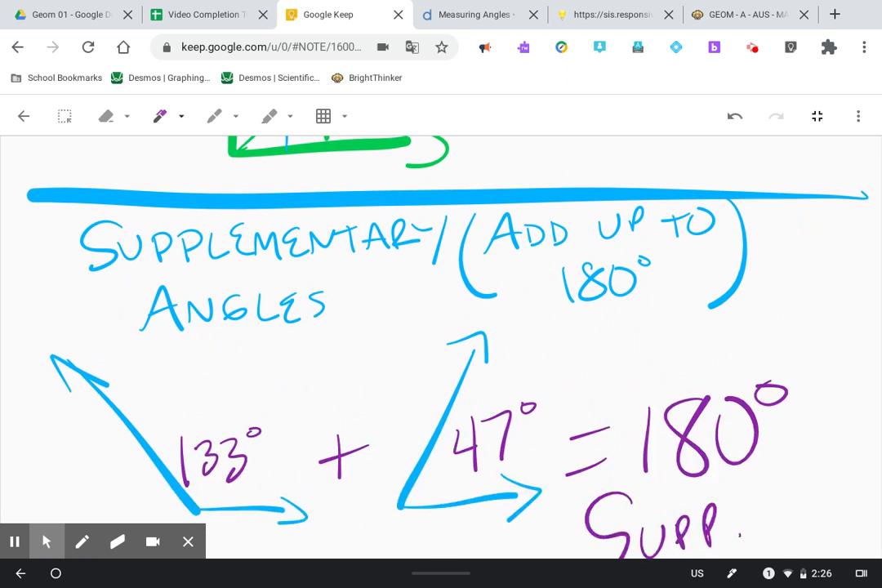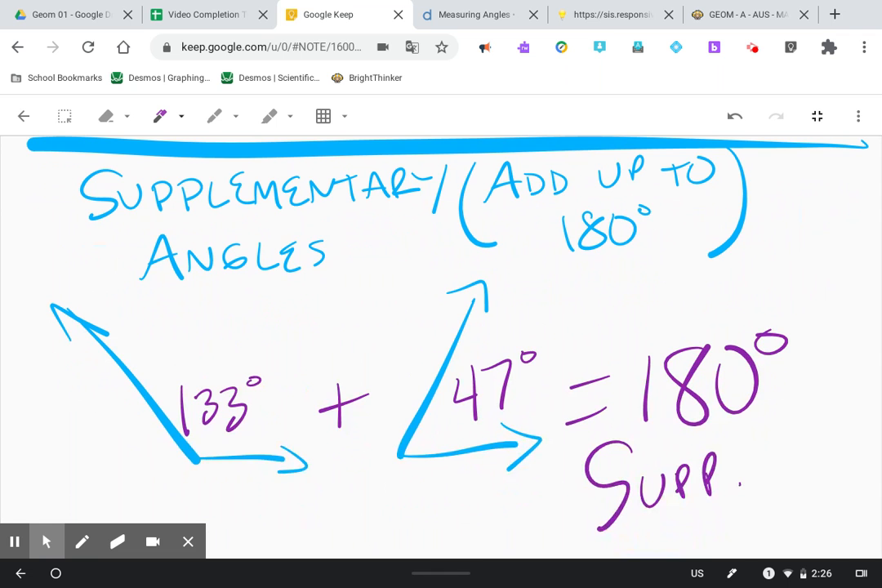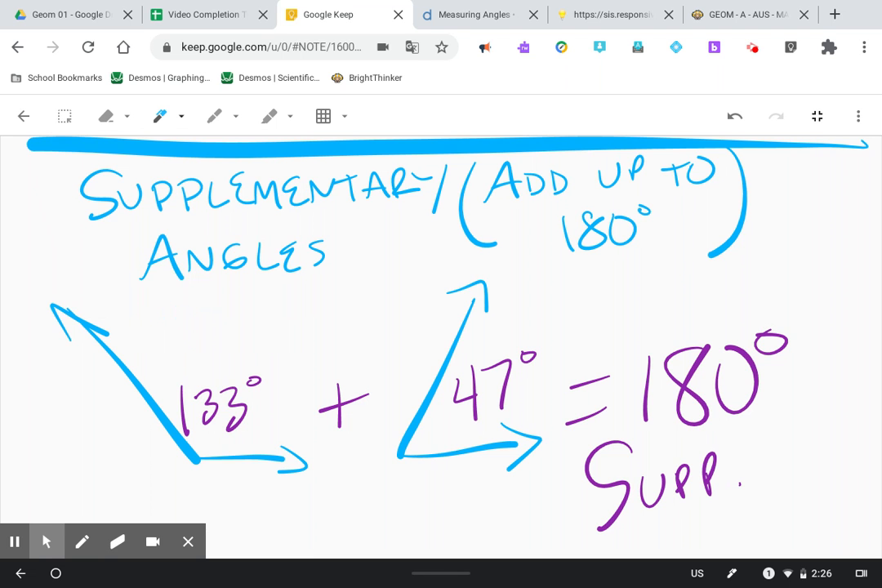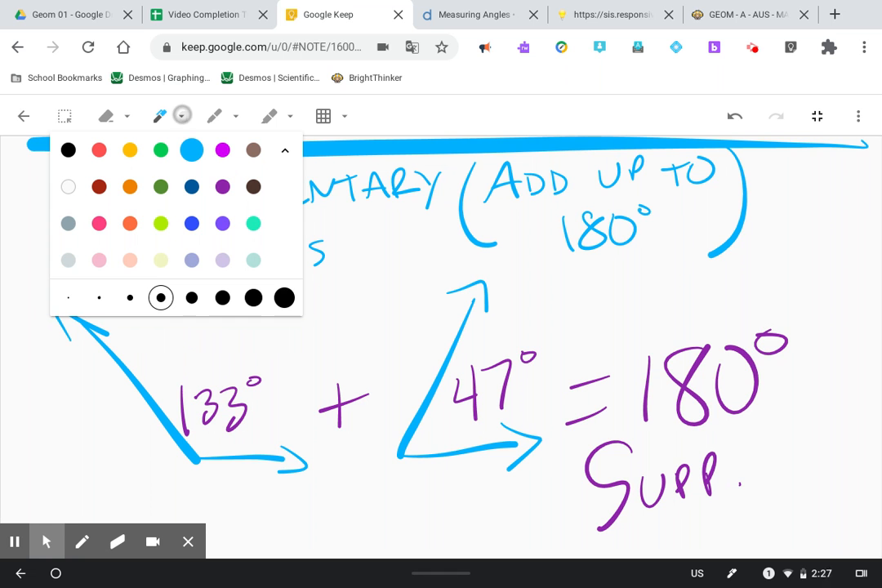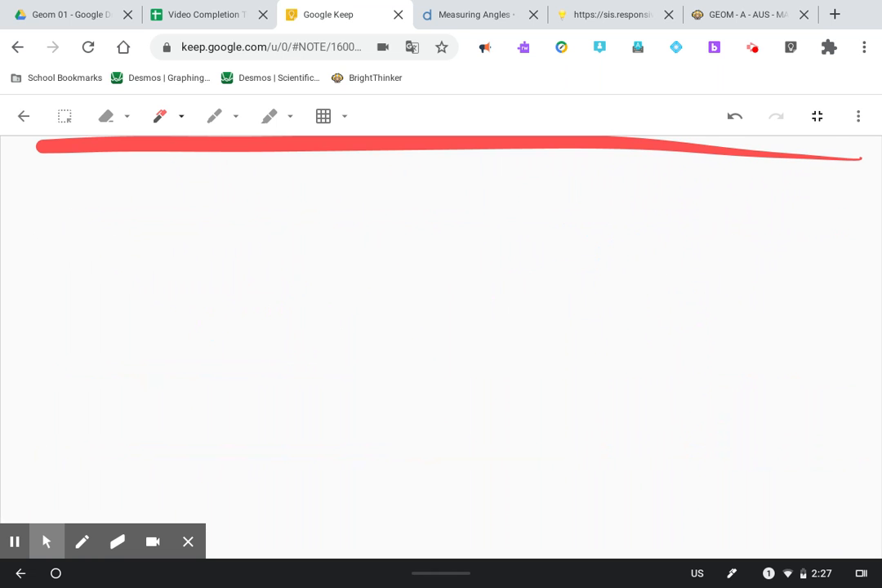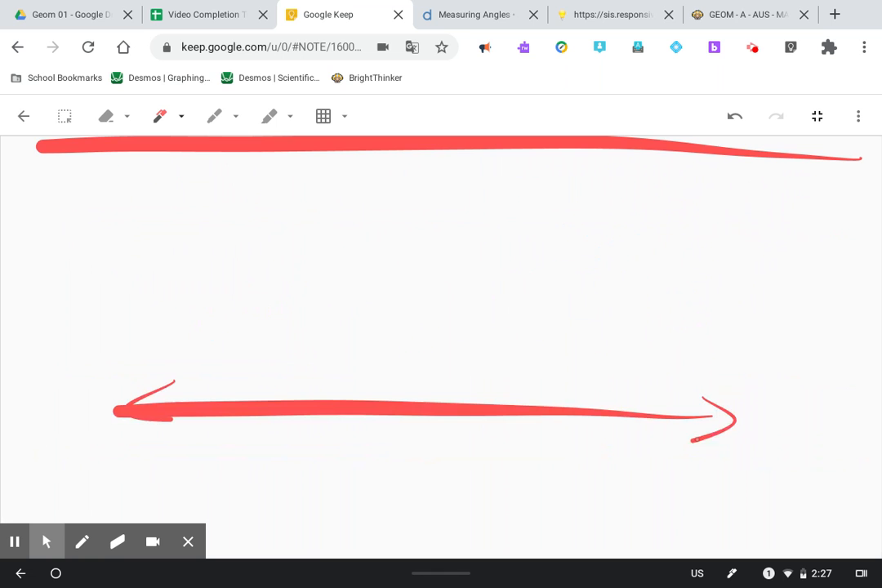So again, it is not one angle that adds up to 180 degrees. It is two angles that add up to 180 degrees that are supplementary. Remember, we already have a name for one angle that's 180 degrees. It's called a straight angle. And so this is for angles that add up to 180 degrees. So that is supplementary.